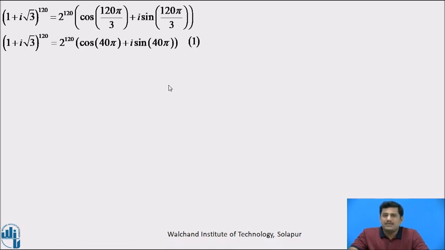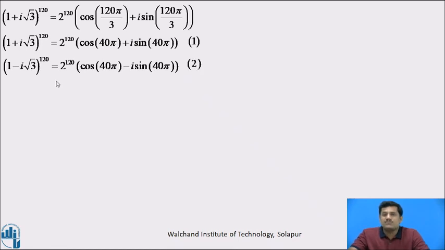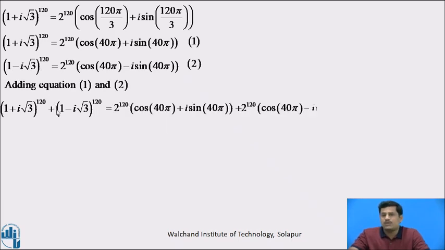Similarly, the next quantity we have to obtain is 1 minus i root 3 raised to 120. This is exactly the conjugate of equation number 1, so that can be obtained by simply replacing plus by minus. So we will get it like this. Now call it equation number 2. Now adding equations 1 and 2, we get this new equation.